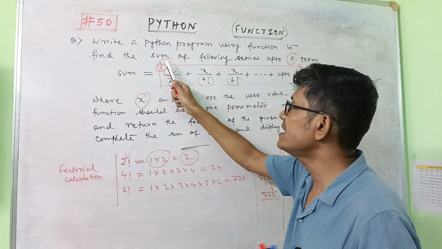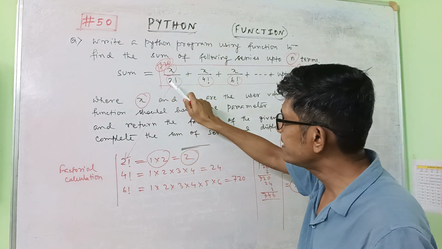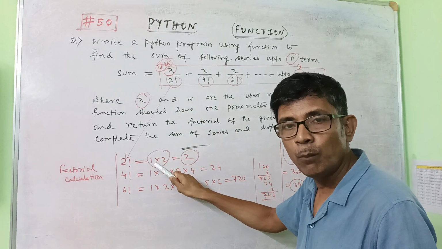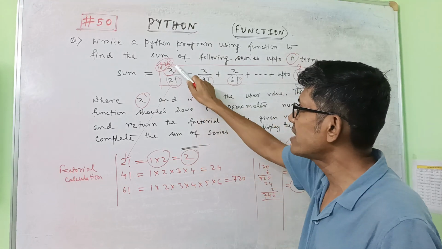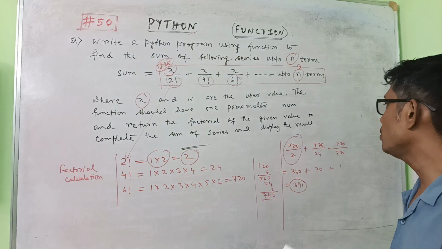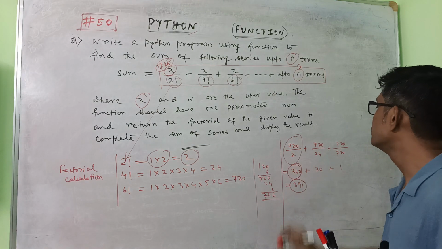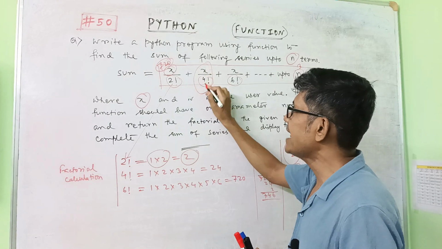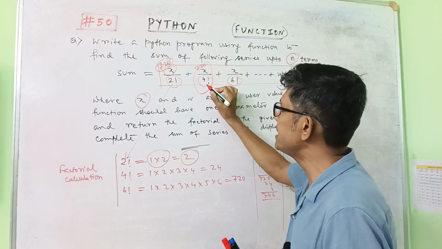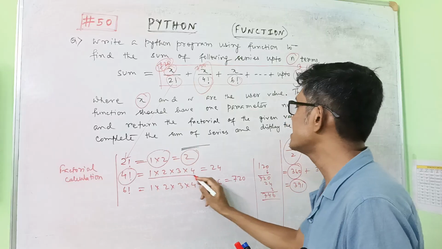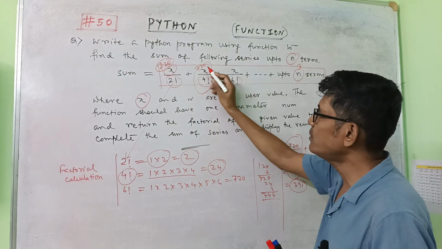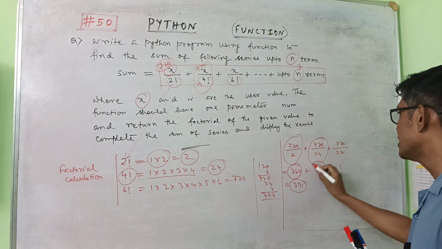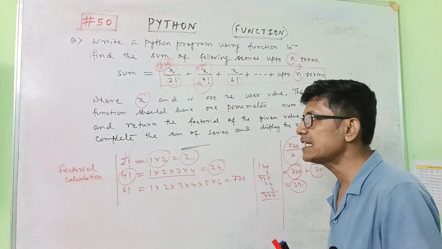If the value of x is 720, the first term's denominator is 2 factorial. We will calculate the factorial using a loop, and that loop will return this value. So 720 by 2 is the calculated value, and the result it will give is 360. Again, for the next term, x by 4 factorial, this is 720 by 4 factorial. 4 factorial is 24. So 720 by 24, the result you will get is 30.